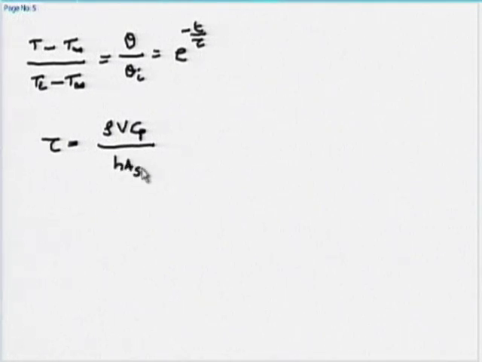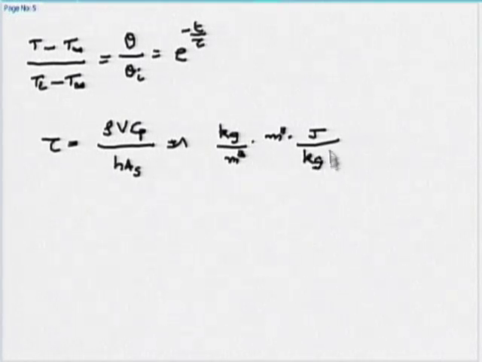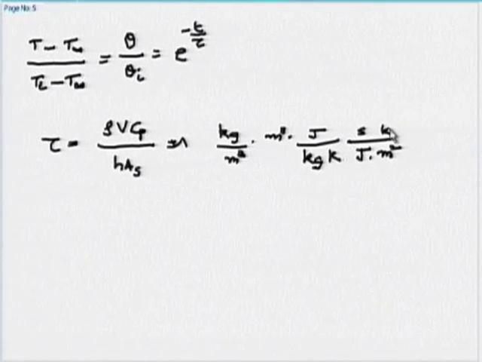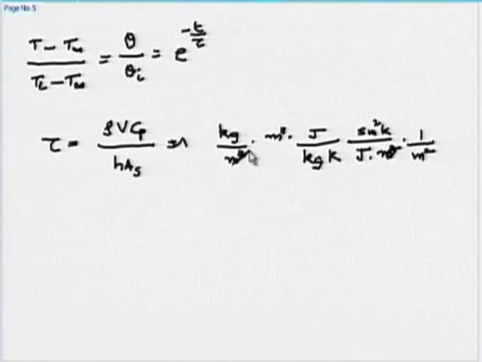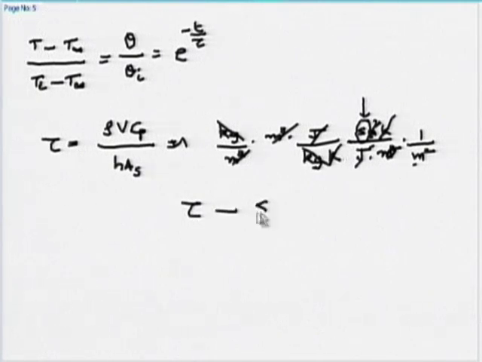What is the unit of tau? Time. How did you know that? Let us work it out. The unit of density is kg per meter cube, the unit of volume is meter cube, C p unit is joule per kg Kelvin, and h is watt per meter squared Kelvin. I made a mistake, I think: watt per meter squared. Into 1 upon A s, that is 1 upon meter squared. So you see here meter cube, kg, kg, Kelvin, Kelvin, meter squared, joule, joule getting cancelled out, and you are left with seconds. That means tau has the unit of seconds.